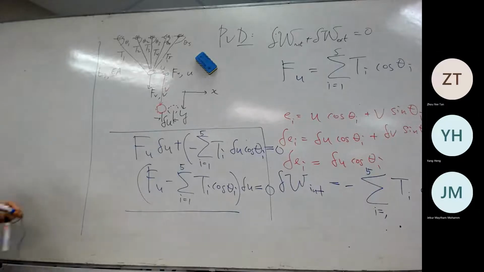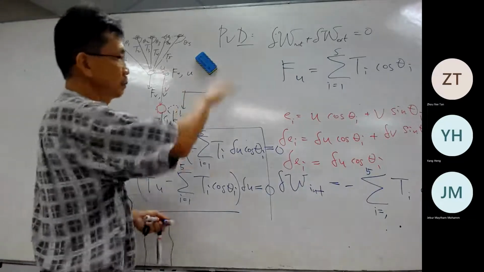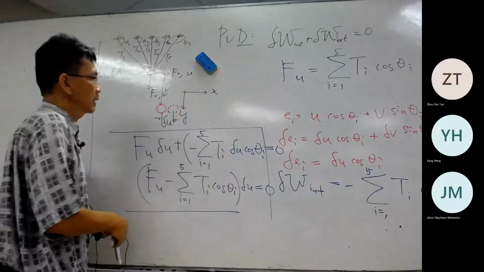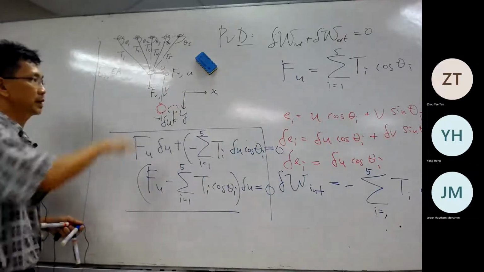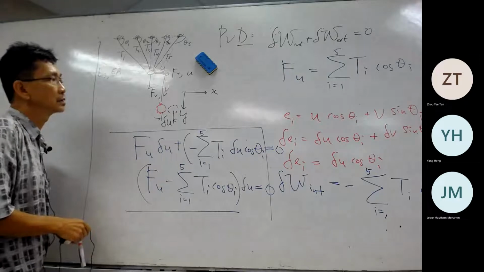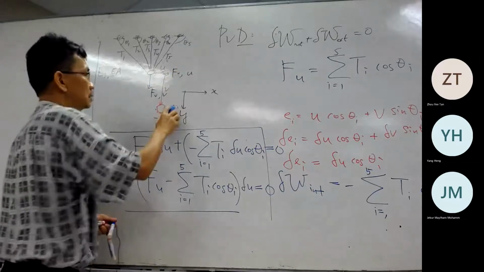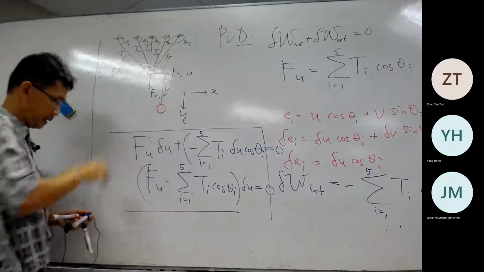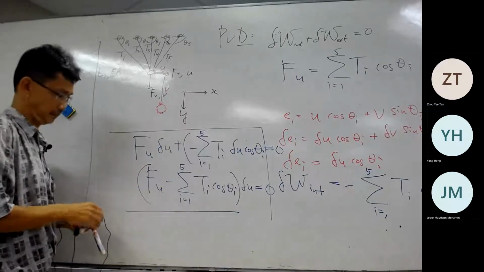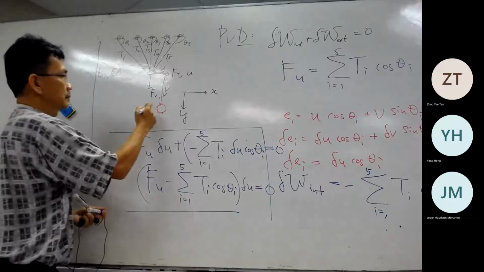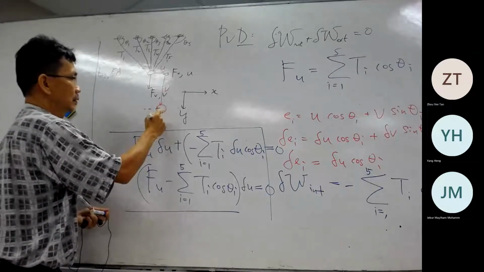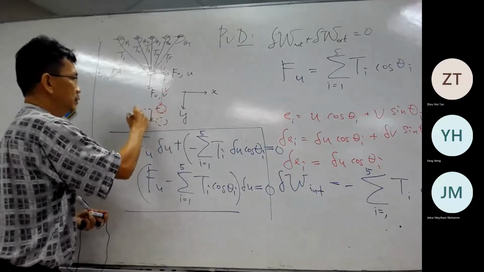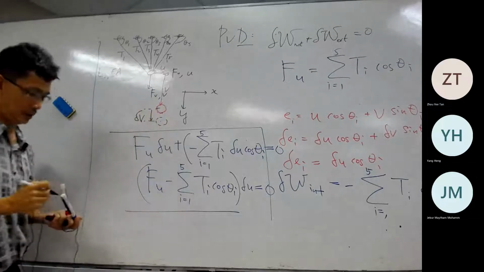So in the same way, if you repeat this process, next you apply virtual displacement in V directions. You repeat the process. First we apply in U directions, then next you apply in V directions. You give this virtual displacement delta V.